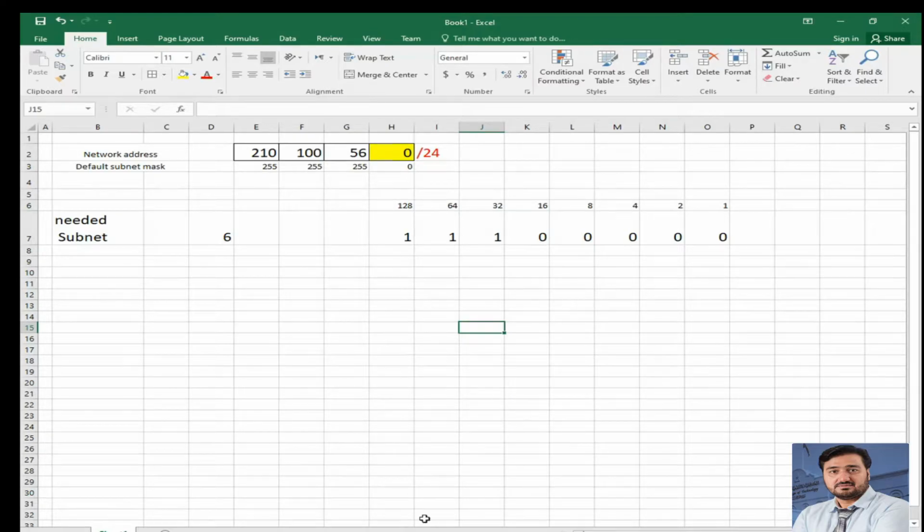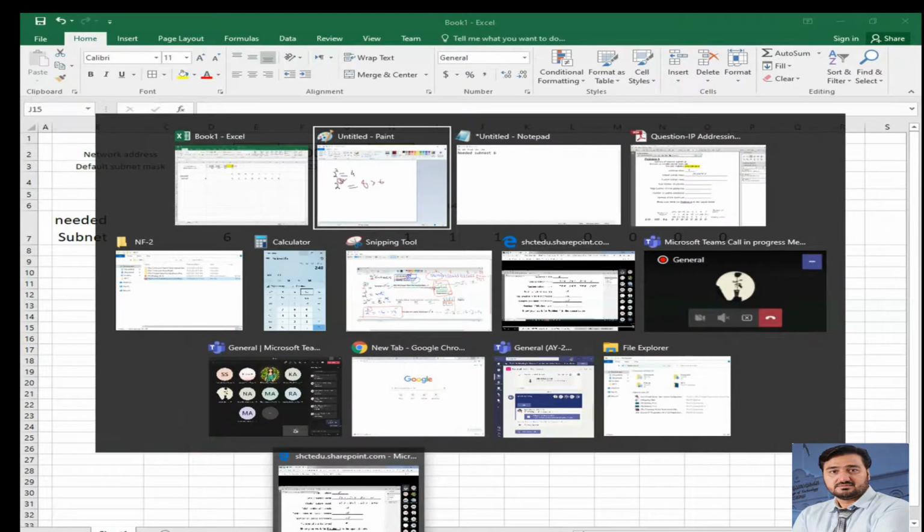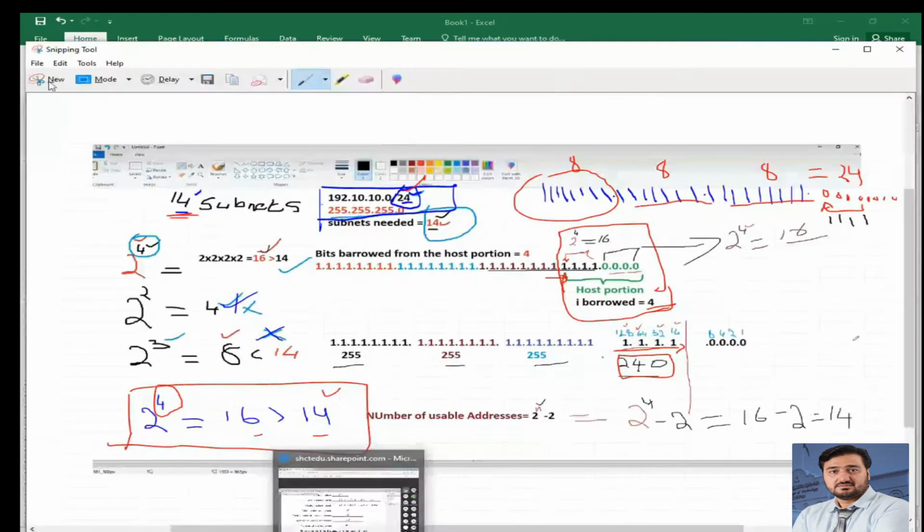Okay, so let me take the snipping tool. Where is the snipping tool? Now I will play with this value. Okay, let me take the snipping tool.